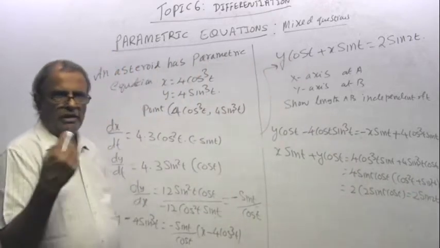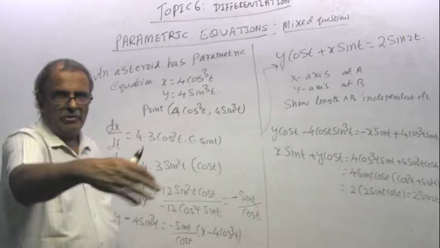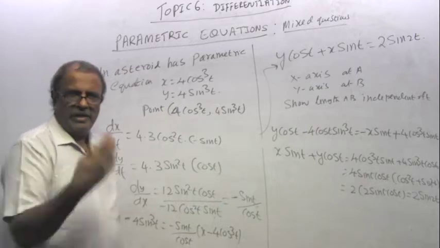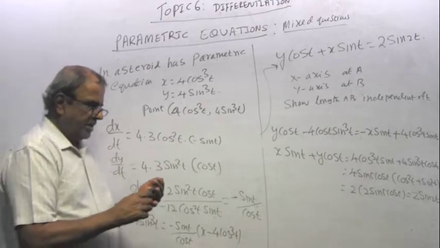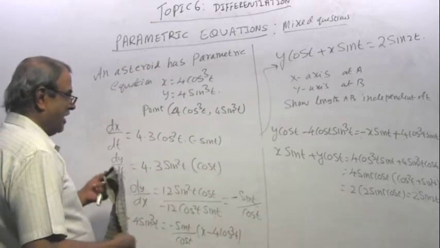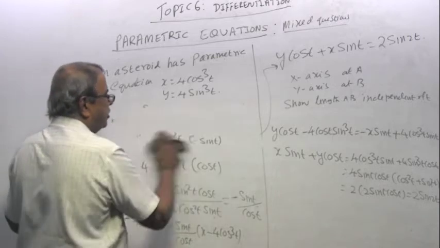So if no value of t is given, just assume the point to be the parametric equation, find dy by dx in terms of t or theta, and then do it. Good. Having done the first part, that carries about 5-6 marks. I've got the next bit to do.